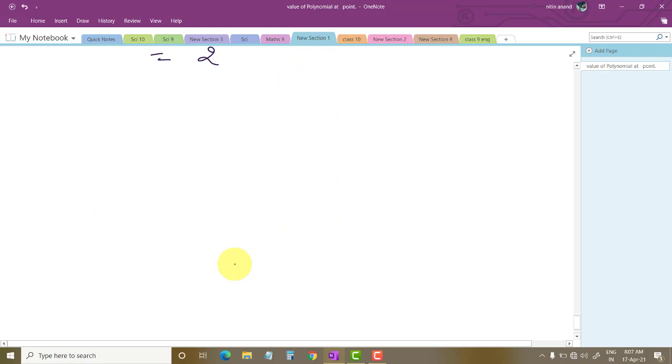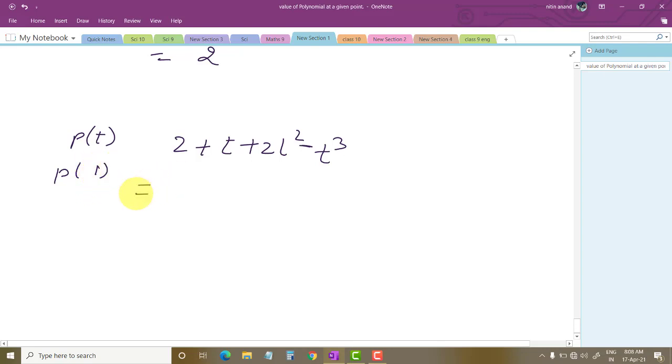Now again we have to find P(1). Firstly we will write P(t). It is given that P(t) is equal to 2 plus t plus 2t square minus t cube. We have to find P(1).